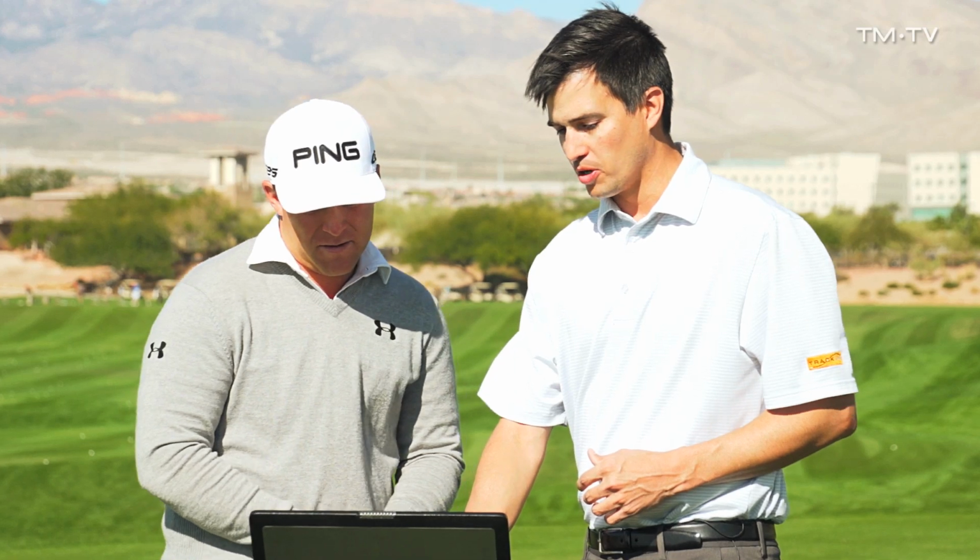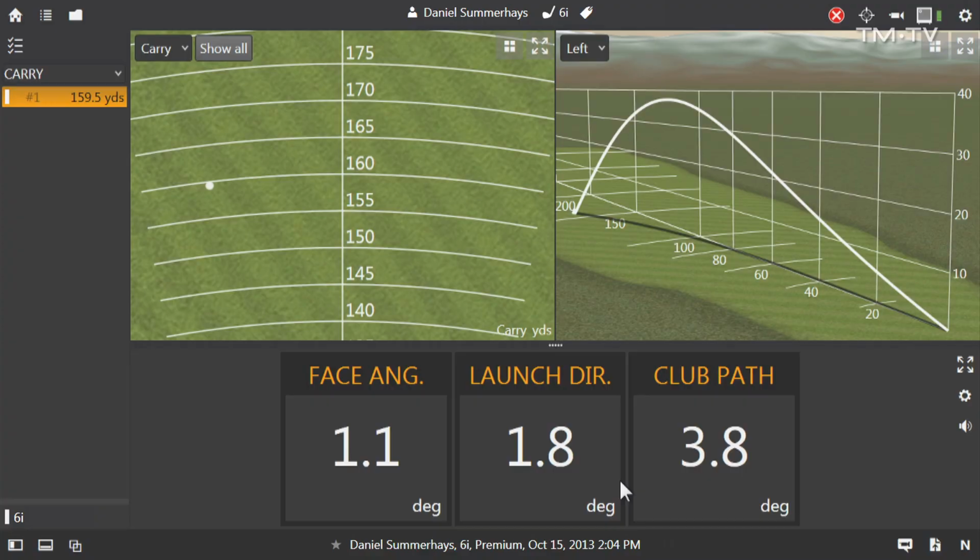So we saw that the ball went a little bit left of target line, but if we look at these numbers, those are actually really good draw numbers. We had the face angle at 1 degree open to the target, and the club path at 4 degrees open to the target. Those are good numbers for a nice draw that's going to come back to the target line. We saw the ball started at 1.8 degrees relative to the target. So the first thing we notice is that the launch direction is in between face angle and club path.